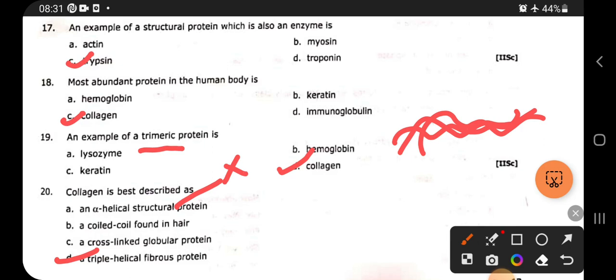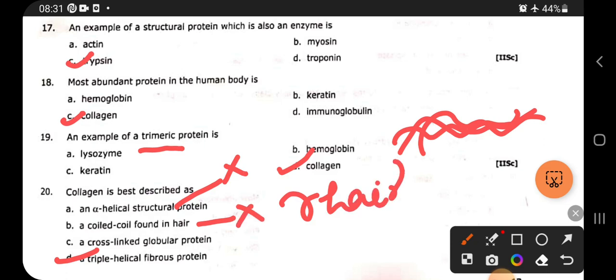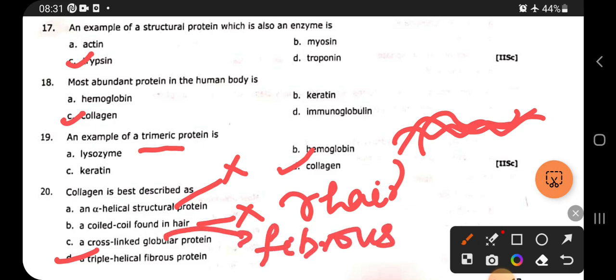B, a coiled coil found in hair. It's not a hair protein, so again because of hair this one is wrong. And a cross-linked globular protein, again it's not a globular but it's a fibrous protein, therefore your option C is also incorrect. So correct option will be option number D.